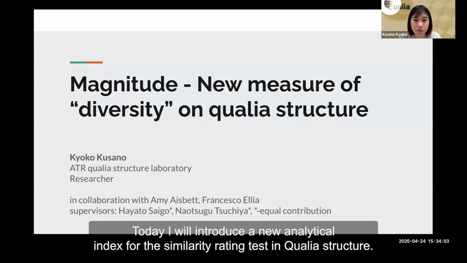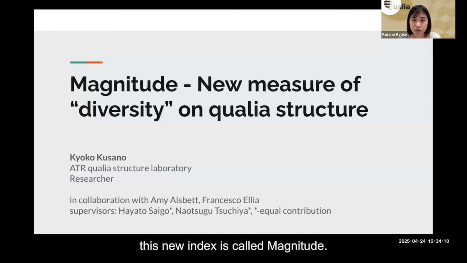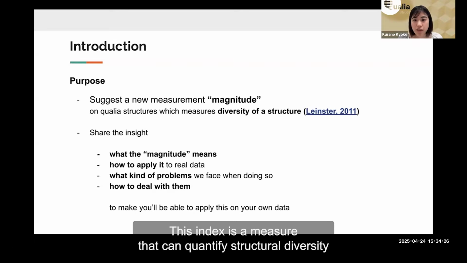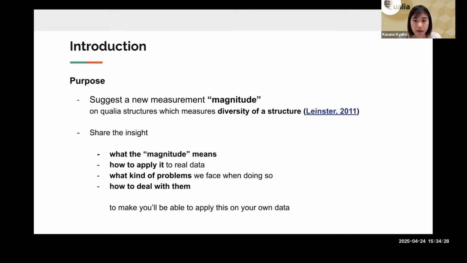Thank you for coming. Today, I will introduce a new analytical index for the similarity rating test in Qualia structure. This new index is called magnitude. I will suggest a new measurement, and this index is a measure that can quantify structural diversity.